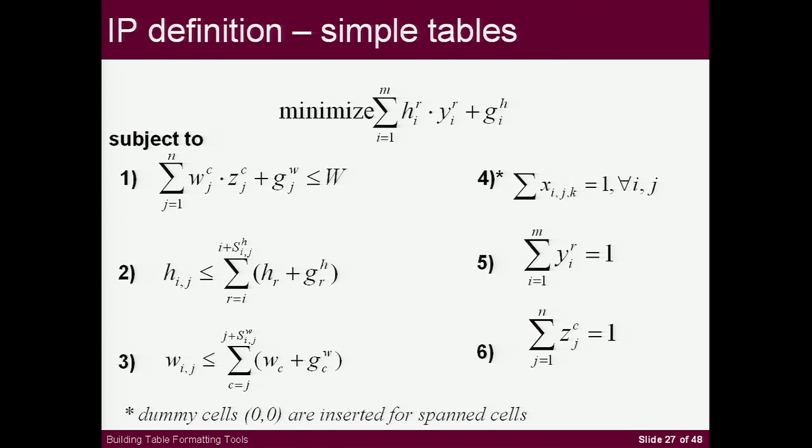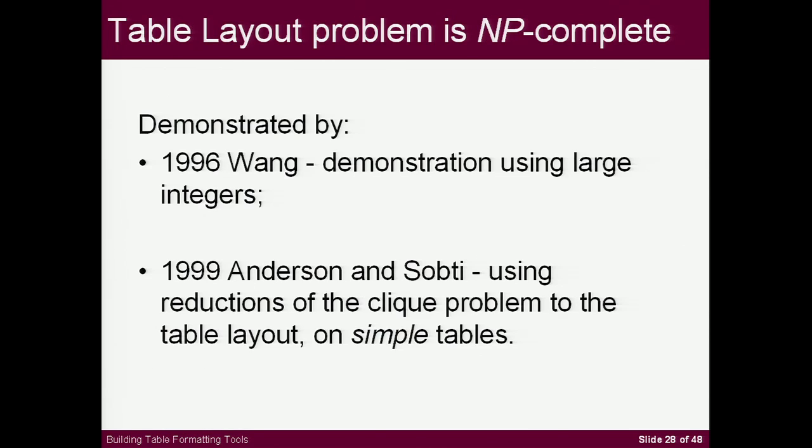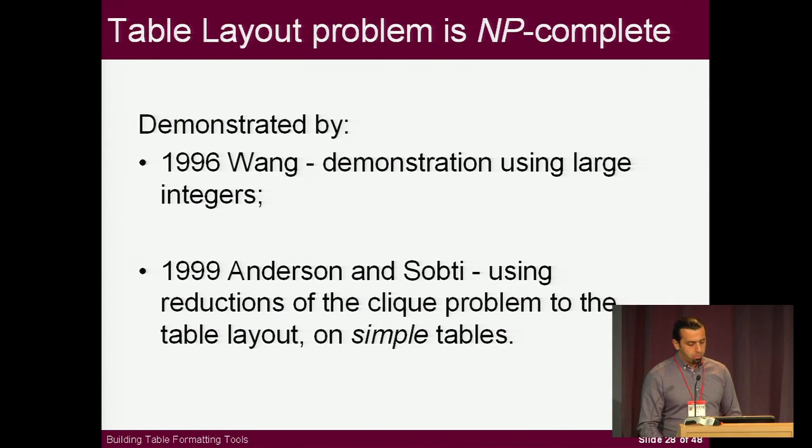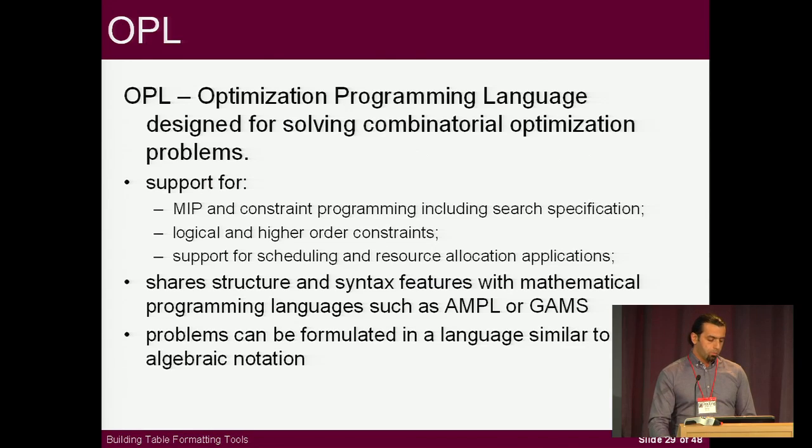In order to be able to deal with constraint 4, for cells that have been spanned, which obviously have no configurations, we are introducing dummy cells. They are basically cells that have a width and a height equal to 0. And therefore, constraint 4 is expected for all the cells in the layout. This problem is NP-complete. It has been demonstrated by Wang in 1996 and Anderson in 1999. Therefore, we are using an optimization programming language, OPL, to solve the problem.